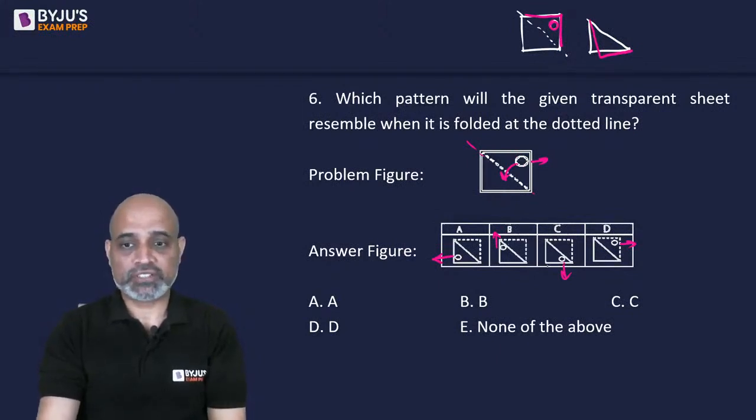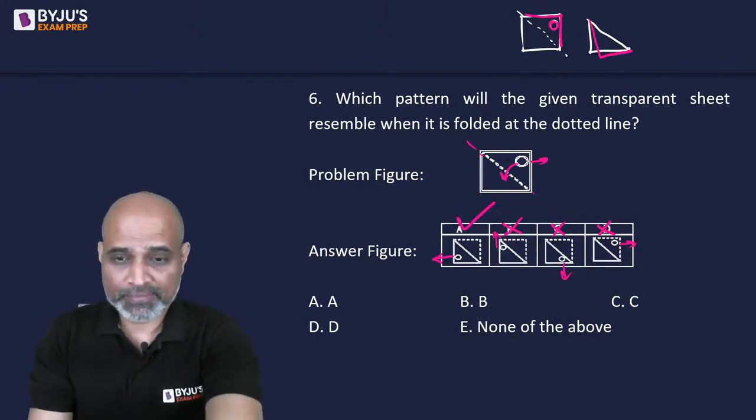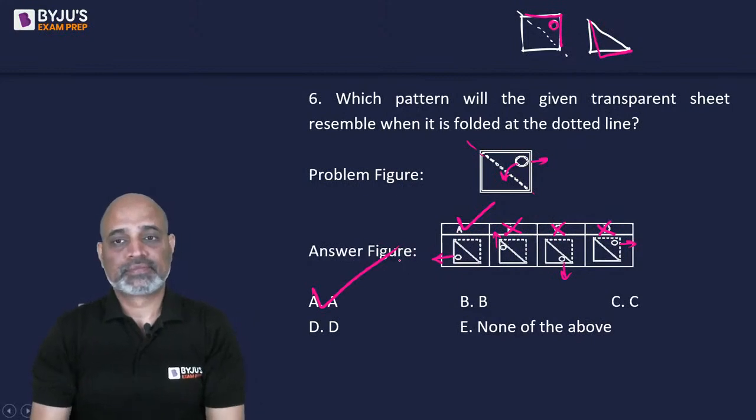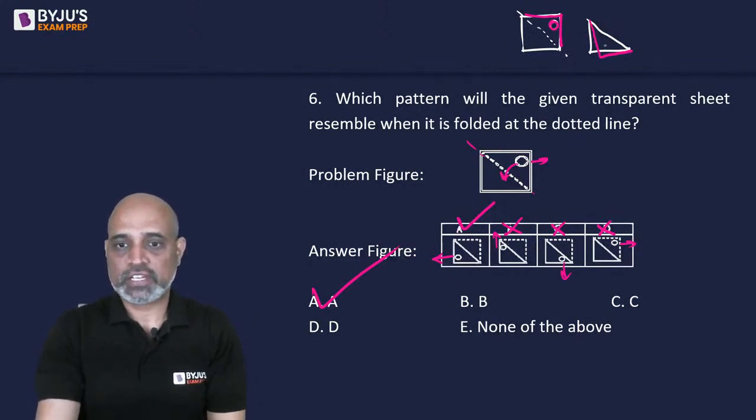Definitely not along this, right? So B and C are not happening. And it won't stay at D. So there is only one option that makes sense. A? Yes. Good. So this will come here.